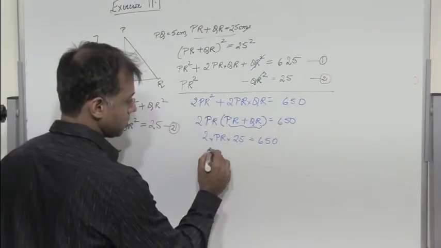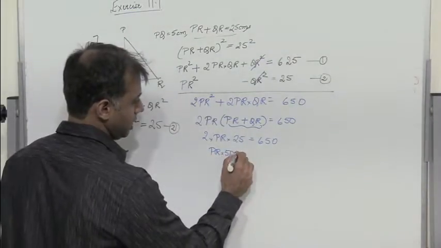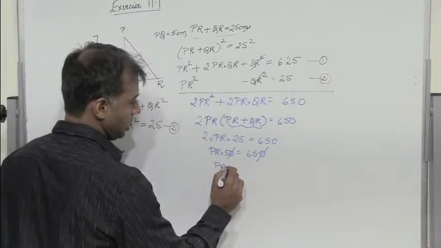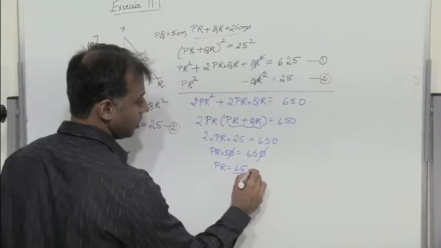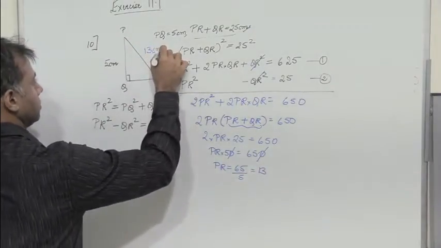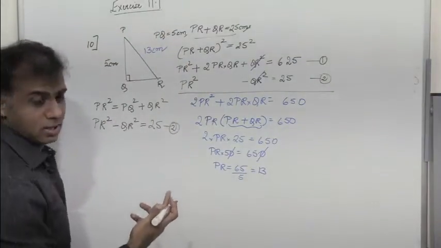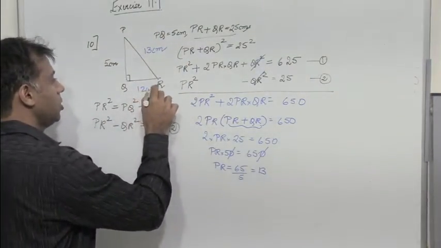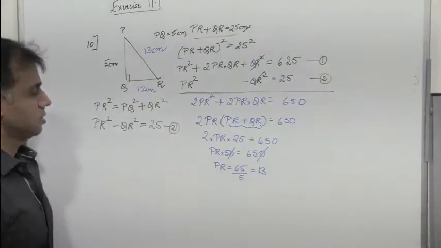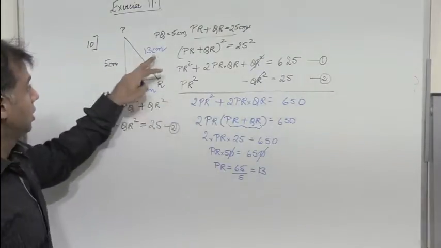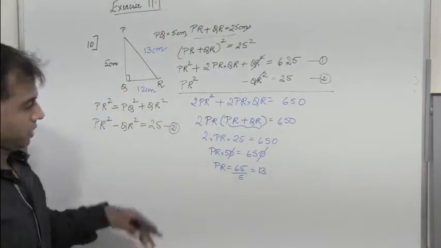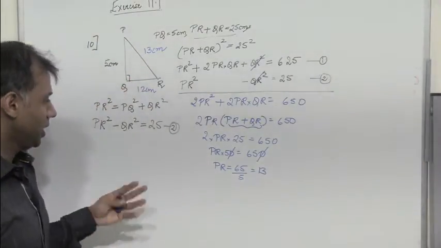Okay, so this is 2 into PR into 25, it equals 650. 25 into 2 is 50. So PR into 50 equals 650. 0, 0 I cancel. PR equals 65 by 5. What is 65 by 5? It is 13. So this is 13. If this is 13 and this is 5, we know that QR has to be 12, because I already told you that 13, 12 and 5 form the sides of a right angle triangle. Right, so I will not do the calculation once again. You can see that 13 square minus 5 square will give me 12 square. Okay, so now you can find all the relations.